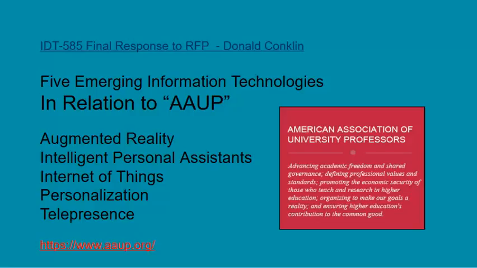This is concerning the 5 emerging information technologies in relationship to my association, which is AAUP. The 5 emerging are: augmented reality, intelligent personal assistants, Internet of Things, personalization, and telepresence. The American Association of University Professors can be found at www.aaup.org.